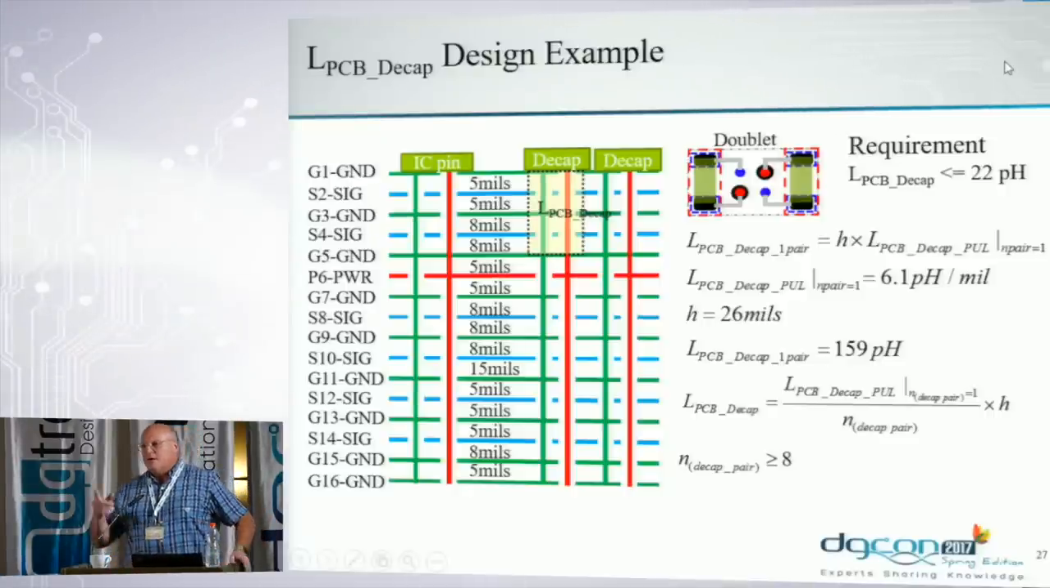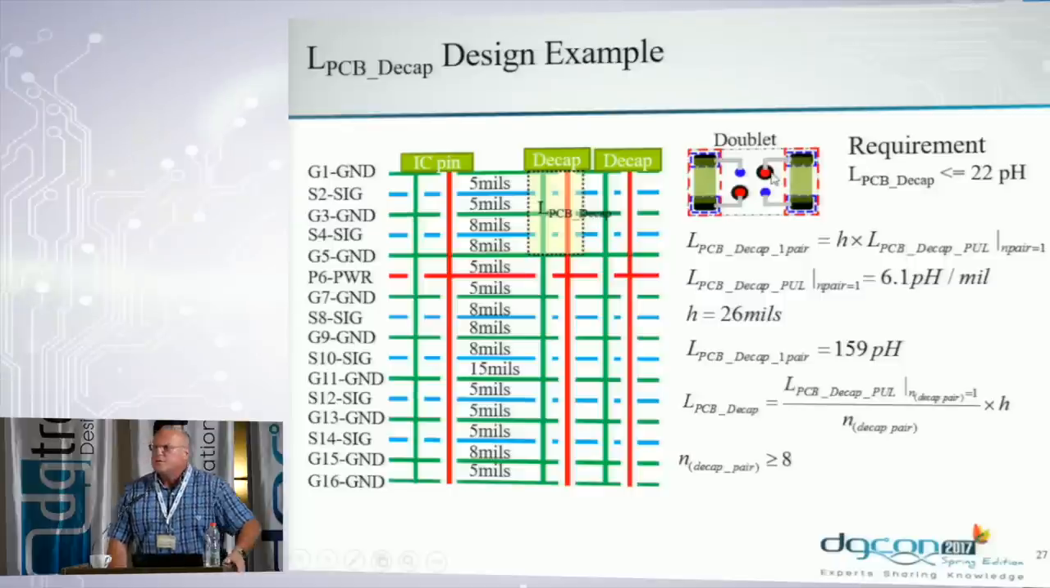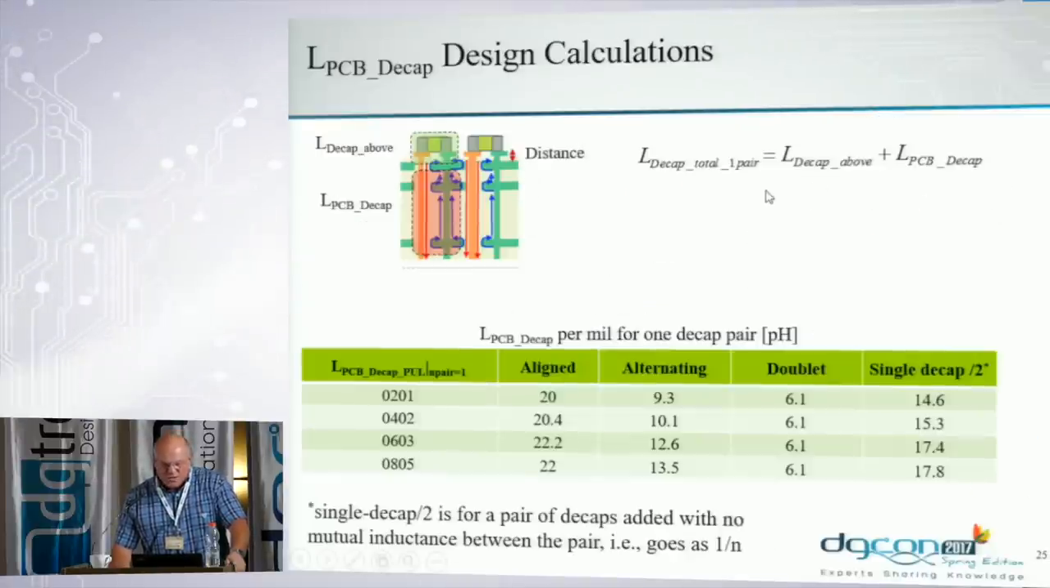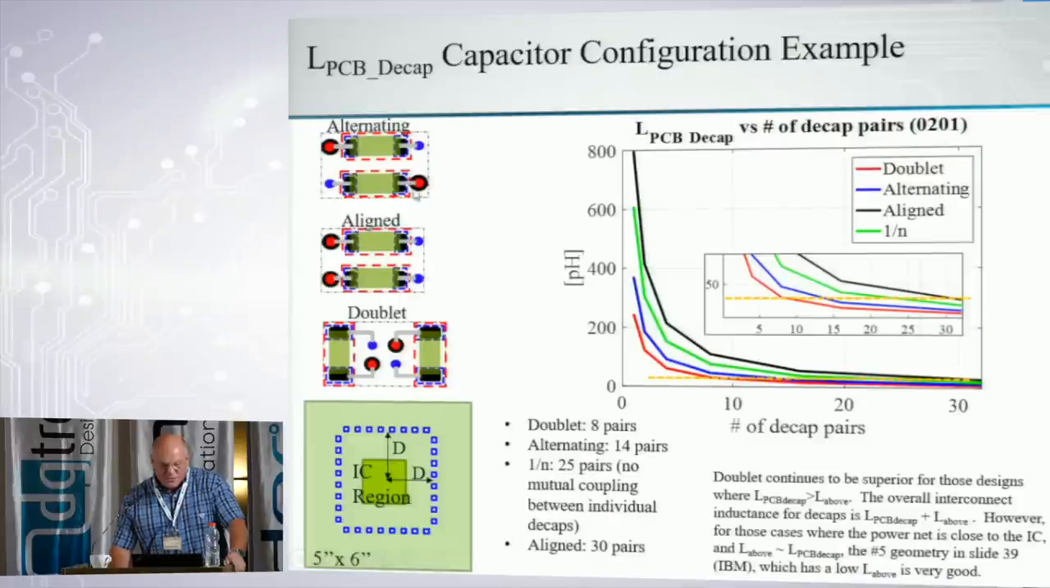It's a good question. So the question was, for this doublet, there's a penalty here because of this trace. So does it make sense, instead of putting these vias here, to do, for example, the alternating case, but put the vias in the pad?